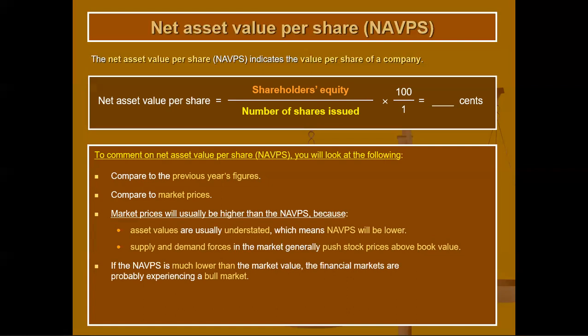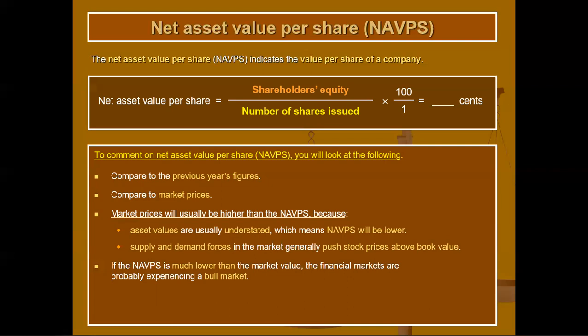So if the value of your company, as determined by the JSE, is not above your net asset value, you should be concerned as a business, because demand and supply usually push your share price above your net asset value per share. If the net asset value is much lower than the market value, the financial markets are probably experiencing a bull market.